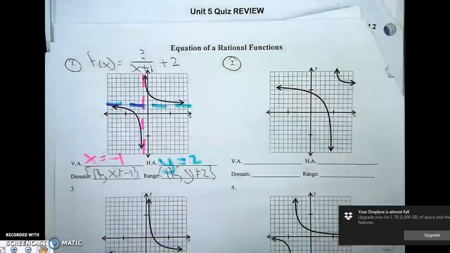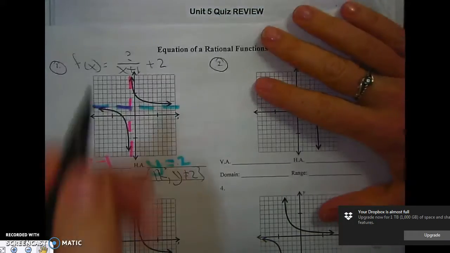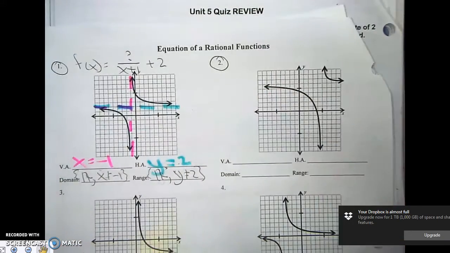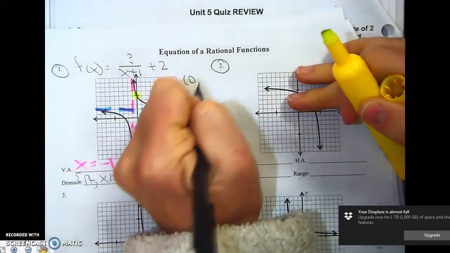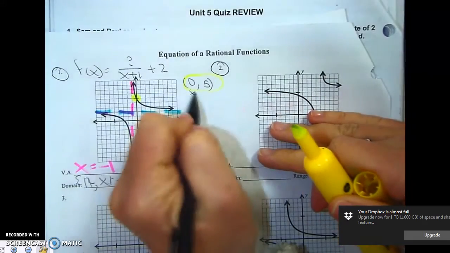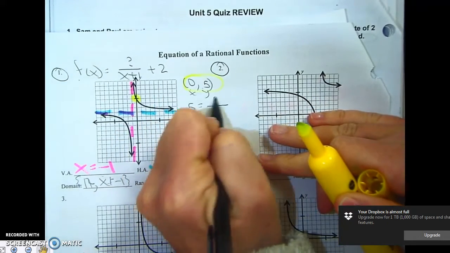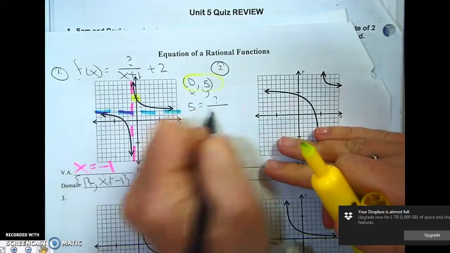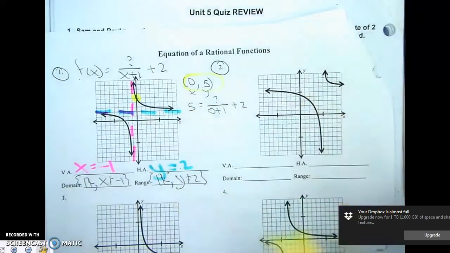Now, the only problem is we don't know what number is going to go there. So what I'm going to do is pick a point. I'll pick this point right here because that seems very obvious to me. So I'm going to pick the point 0, 5, and I'm going to take 0, plug it in for x, and 5 and plug it in for y. So I'm going to go 5 equals, I don't know what's there, over 0 plus 1, plus 2. So I plugged in 0, and I plugged in 5, and I need to figure out what that is.